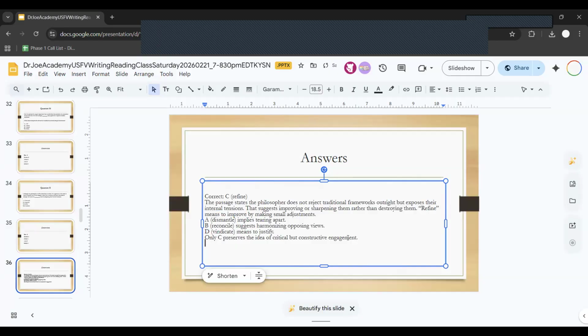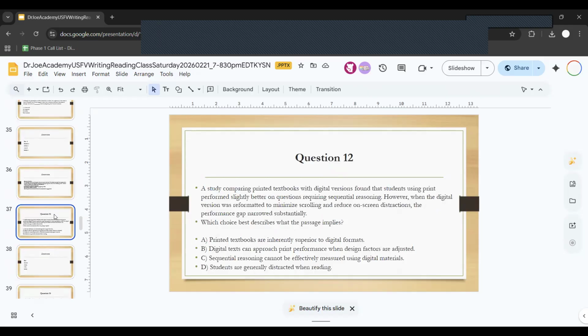Yeah, the correct answer would be C, refine. The passage states the philosopher does not reject traditional frameworks outright, but exposes their internal tensions. That suggests improving or sharpening them rather than destroying them. Refine means to improve by making small adjustments, whereas dismantle implies tearing everything apart, and that's not exactly what is happening there.